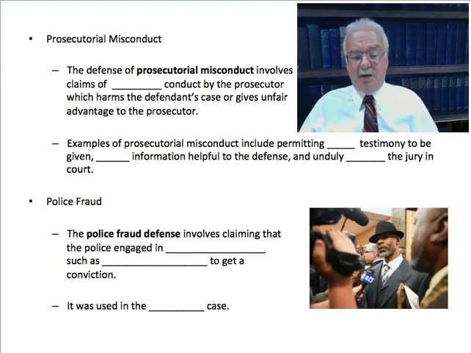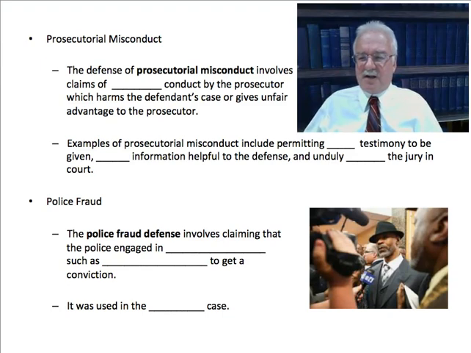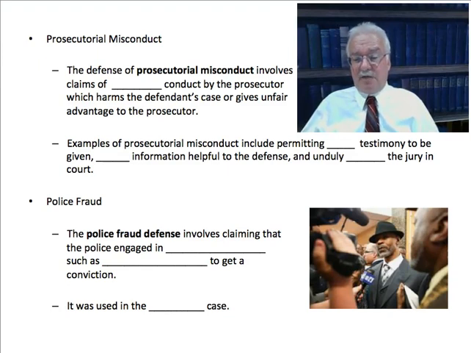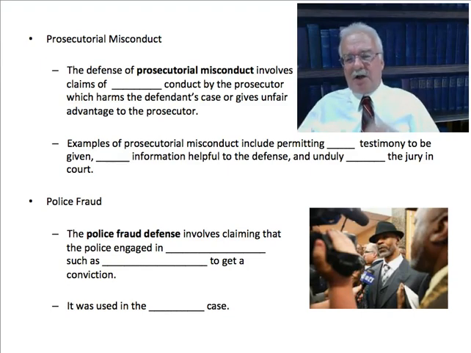And finally, the police fraud defense. The police fraud defense involves claiming that the police engaged in illegal behavior, such as fabricating evidence to get a conviction. This was a defense that was used in the O.J. Simpson murder trial, where the defense convinced the jury that the detectives had fabricated incriminating evidence against O.J., specifically a glove, which the prosecutors said was his, was involved in the crime, and the defense claimed was fabricated by the police. Thus, the famous line by O.J.'s defense attorney, "If the glove don't fit, you must acquit," as O.J. tried to demonstrate that it wasn't his glove because it wouldn't fit him.